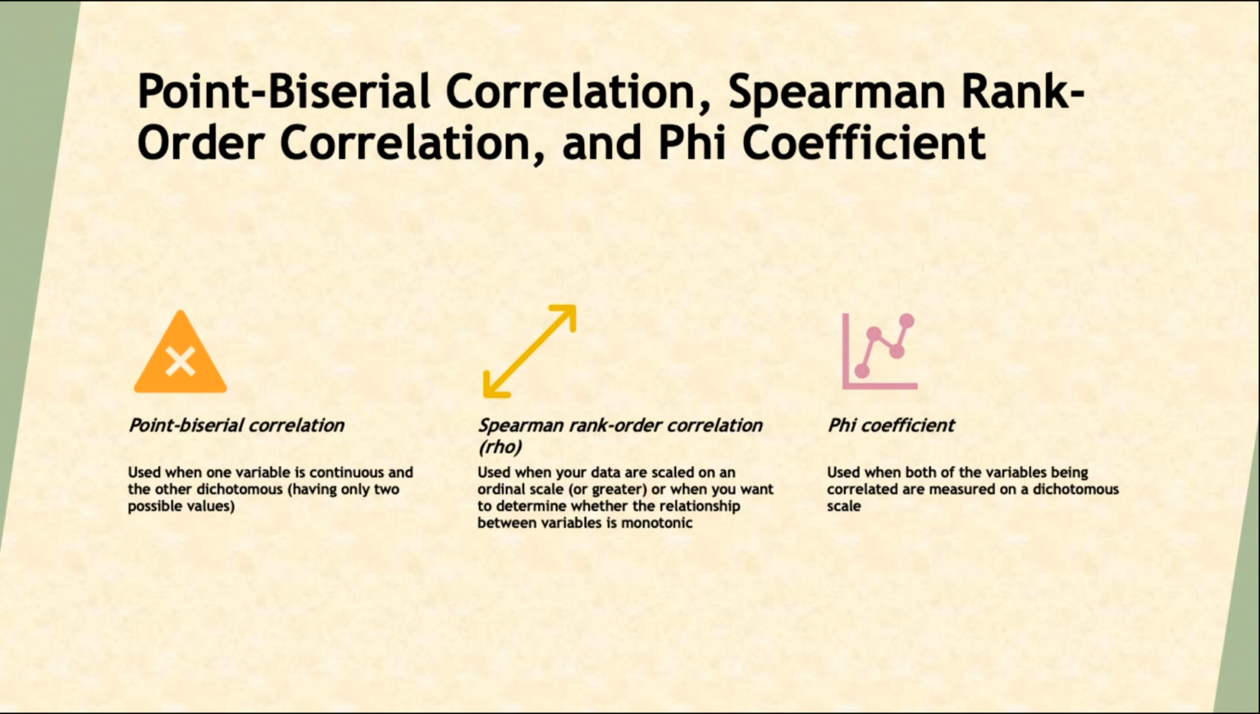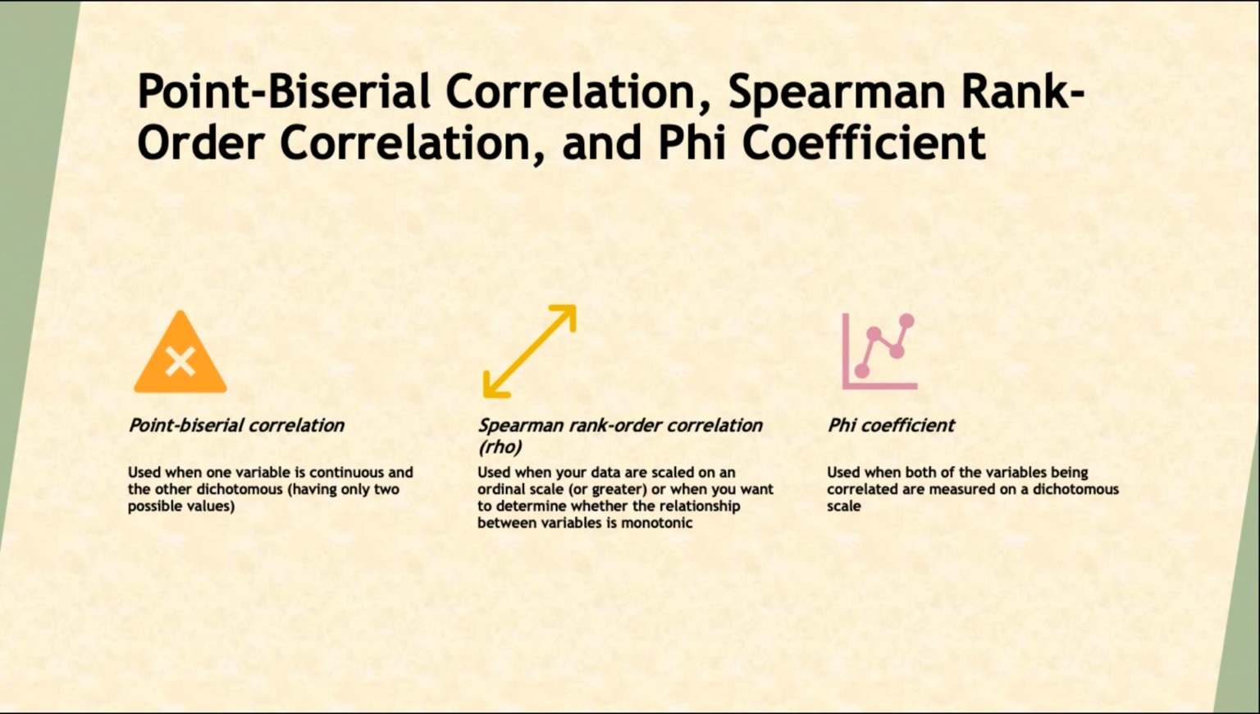Second, we have the Spearman rank order correlation. The Spearman rank order correlation, or rho, is used either when your data are scaled on an ordinal scale or greater, or when you want to determine whether the relationship between variables is monotonic. The rank order correlation is relatively easy to calculate and can be interpreted in much the same way as a Pearson r.